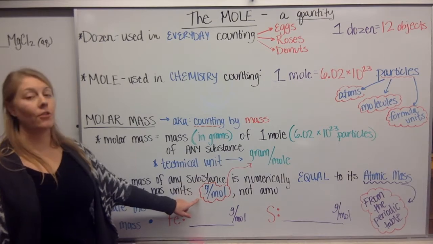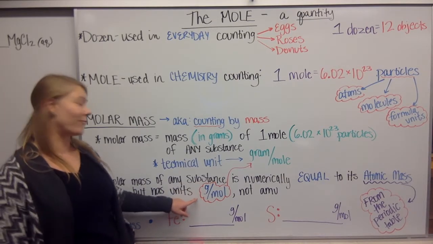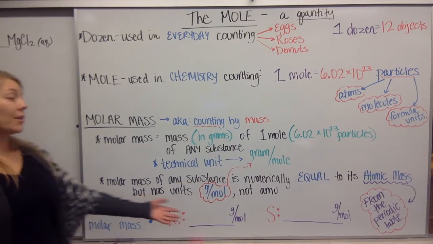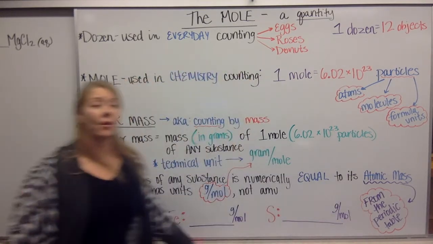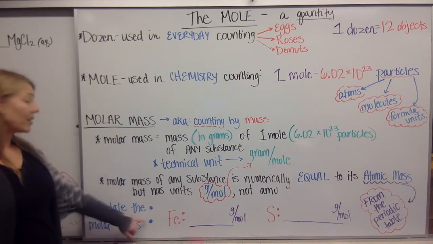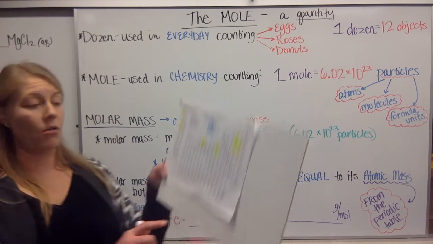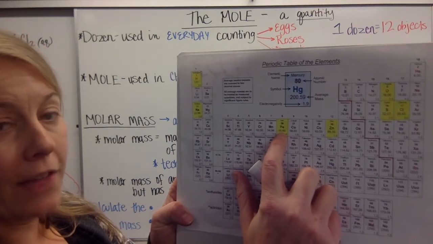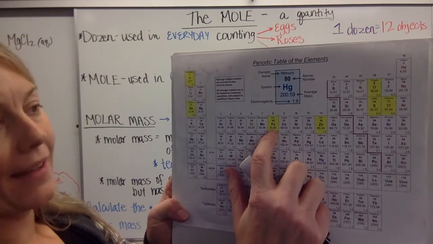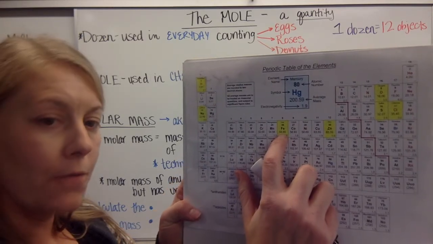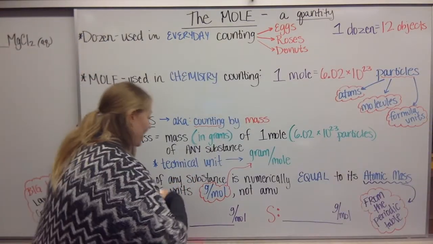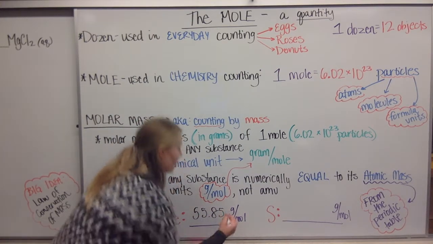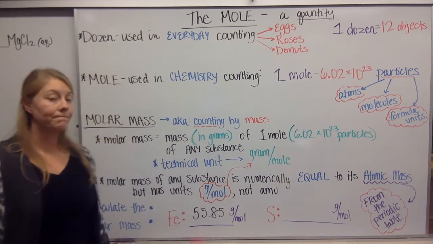This is how we abbreviate grams per mole. I know it's not a great abbreviation for mole, but g/mol. So we can use the periodic table to find those atomic masses. We can calculate the molar mass then of Fe. How? We find Fe on the periodic table. We see that its atomic mass is 55.85 AMU. Therefore, its molar mass is also 55.85, but the unit is grams per mole.